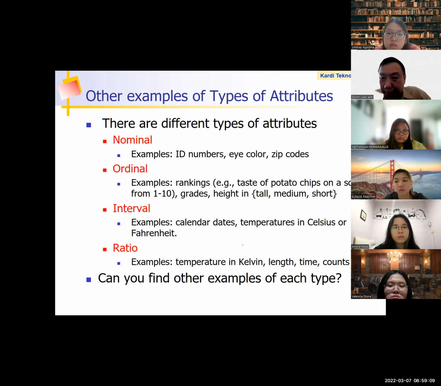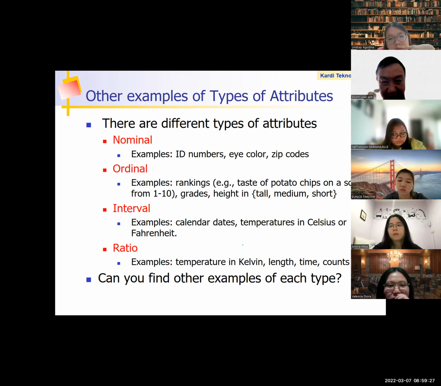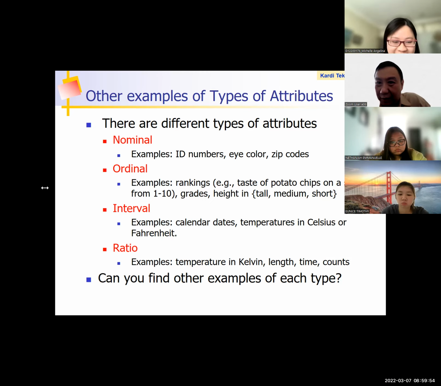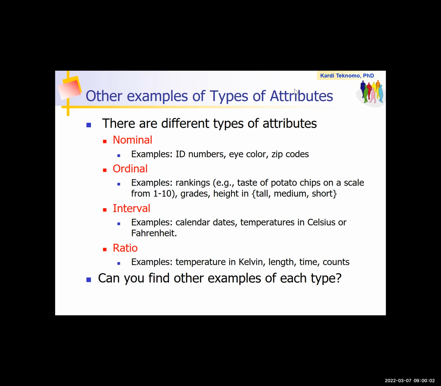Very good. Valencia, you give an example. Maybe interval, like maybe IQ test. IQ test is interval. Yeah, very good. Michelle, Angelina, give an example. I think hair color for nominal. Hair color, nominal. Yeah, very good. So, who else? Come on. Give me other examples. What are they?